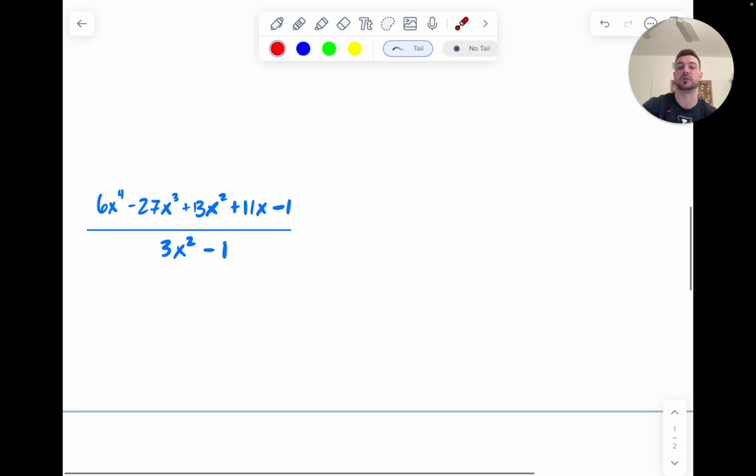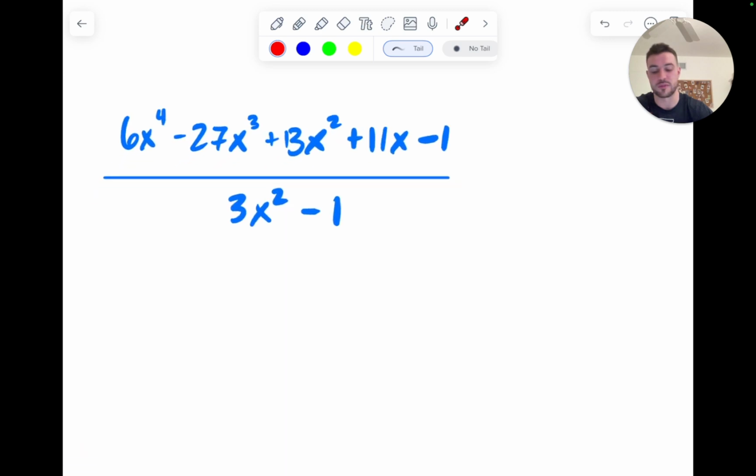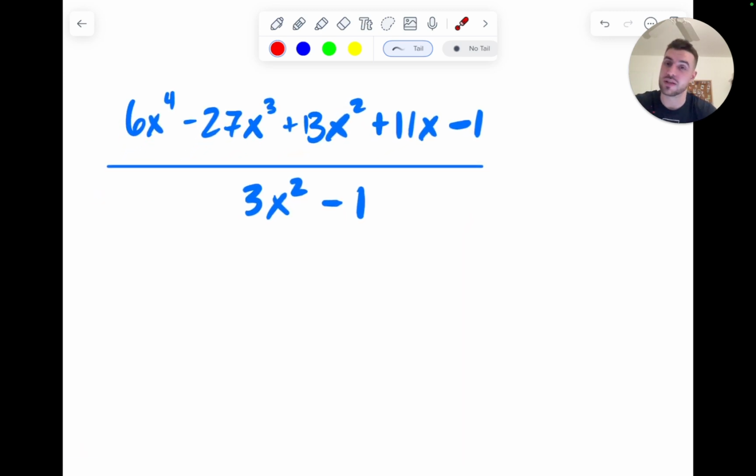All right, last example here. I'm going to use the box method again because I think it's a little bit easier for some of us. But this one's a little bit different. I've got 6x to the fourth minus 27x to the third plus 13x squared plus 11x minus 1, all divided by 3x squared minus 1.